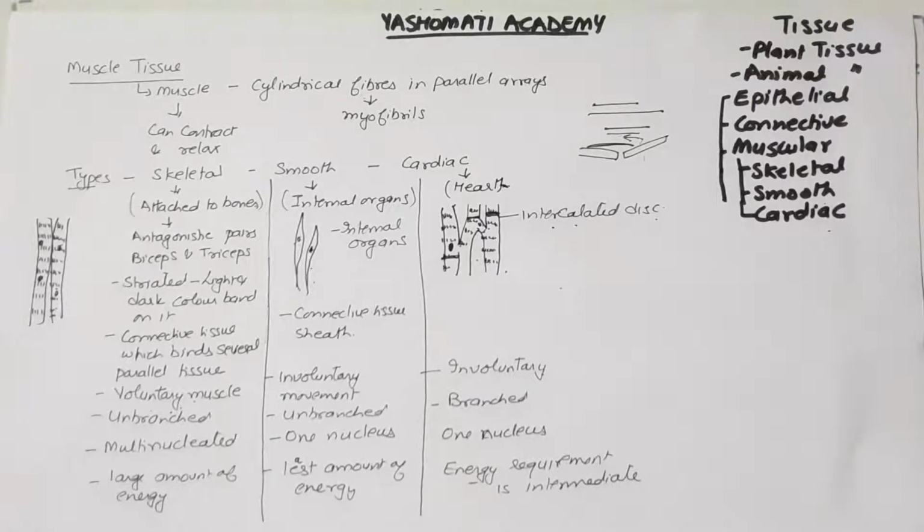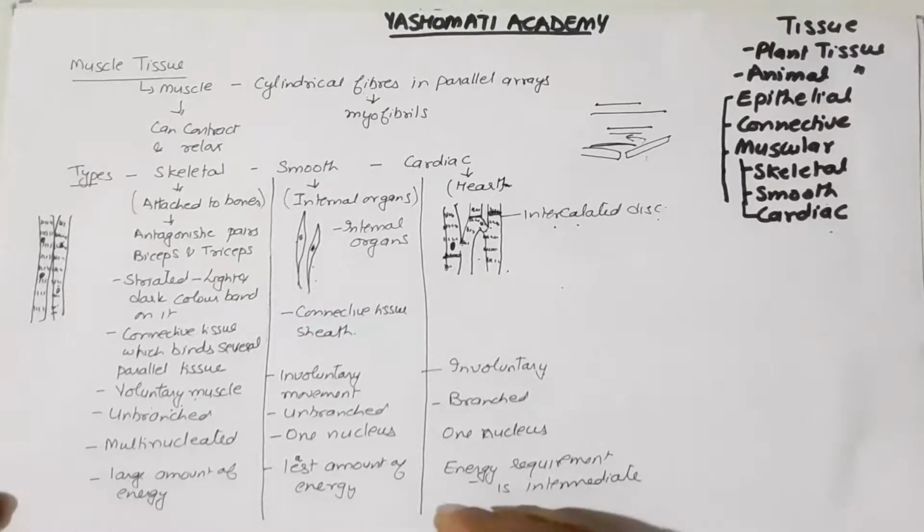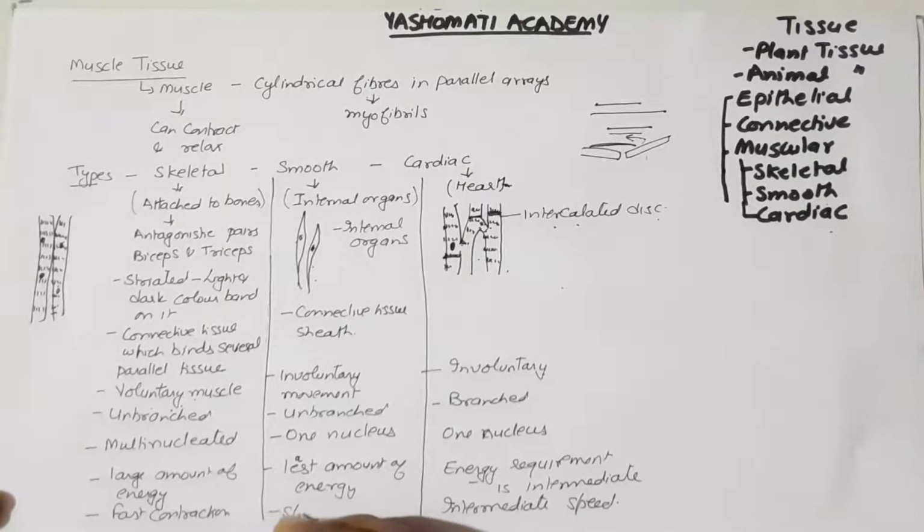Similarly, there is a difference in the speed of contraction also. Cardiac muscles have intermediate speed, whereas skeletal muscles have fast contraction, and smooth muscles have slower contraction. The speed of contraction in the skeletal muscles is very fast. In smooth muscles, it is very slow, whereas in cardiac muscle, it is intermediate.